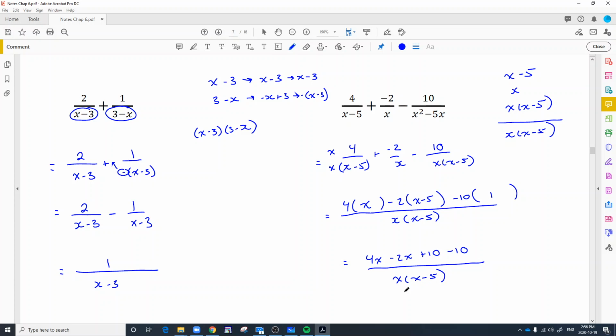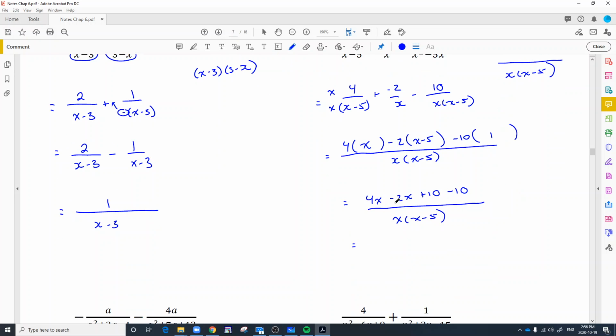Again, the bottom is simplified and factored for you. And then simplify further. 4x minus 2x is 2x. 10 minus 10 is gone. And then I can see this is in factored form, everything's multiplying, there's no plus signs to stop me. This one would stop me unless I had another x minus 5 factor, but I can do x divided by x is 1, and I'm left with 2 over x minus 5.